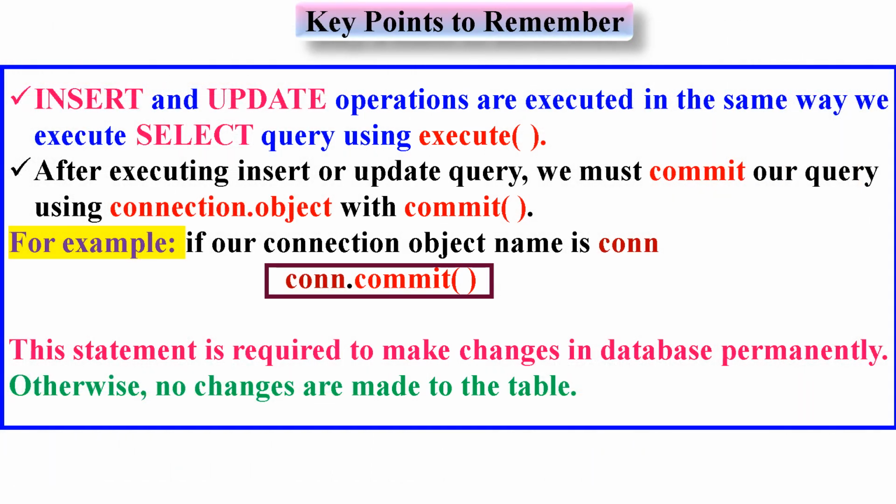Key points to remember. Insert and update operations are executed in the same way we execute select query using execute function. After executing insert or update query, we must commit our query using connection object with commit function. For example, if our connection object name is conn, we write conn.commit(). This statement is required to make changes in database permanently. Otherwise, no changes are made to the table.